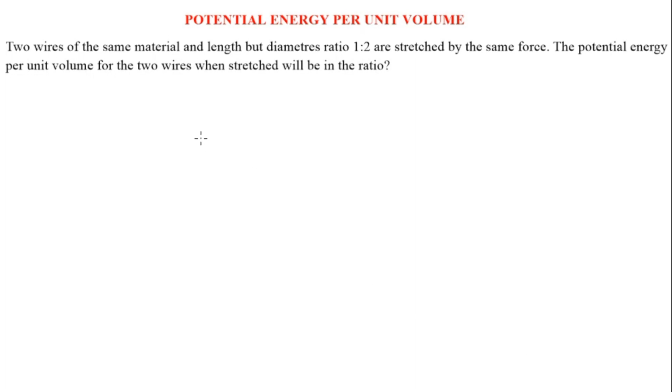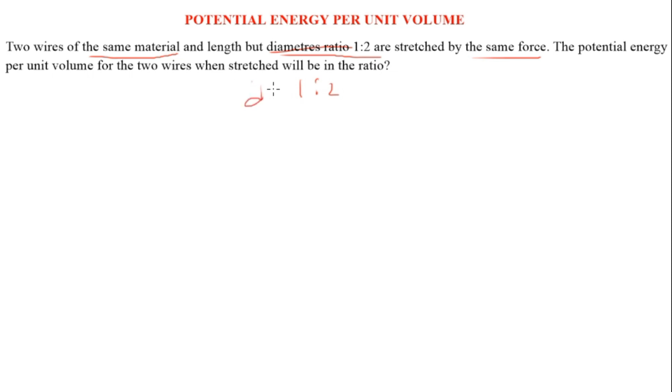Two wires of the same material and length but different in diameter. Now, if they are the same material, it means they will share the same properties, and their diameters are in the ratio 1:2, as a result of the same force. The potential energy per unit volume of the two wires when stretched is what?